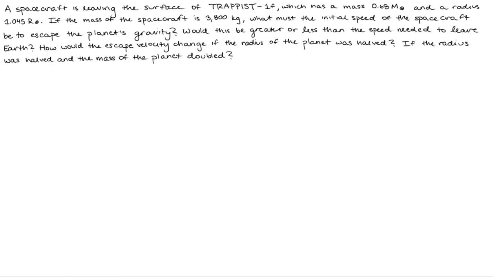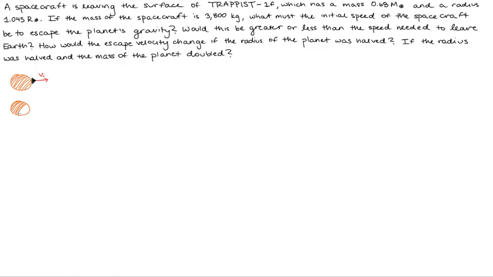How would the escape velocity change if the radius of the planet was halved? If the radius was halved and the mass of the planet doubled? The escape velocity is defined as the initial velocity necessary so that when the spacecraft is very far from the planet, its velocity is zero.